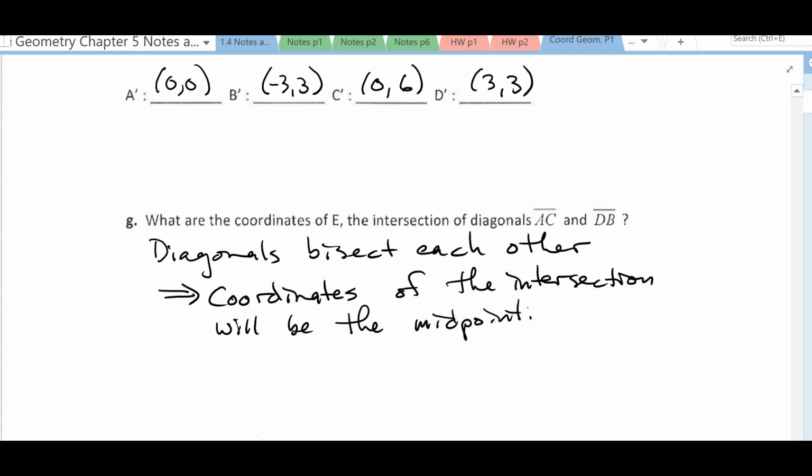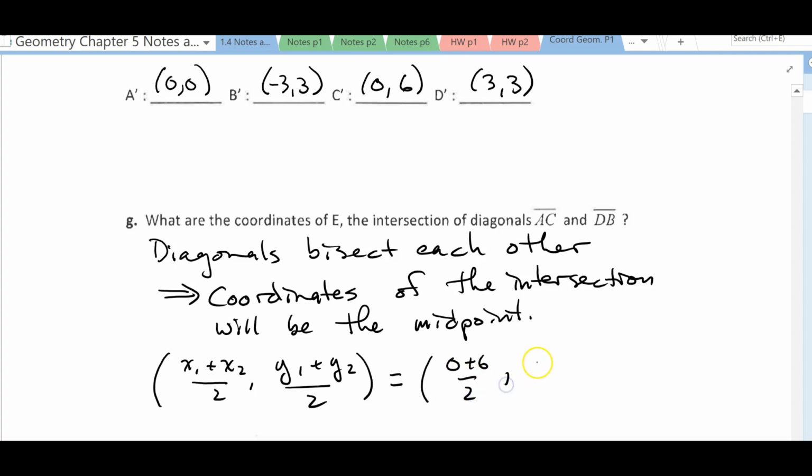Alright, so let's go ahead and find the midpoint. Remember, our midpoint formula is x1 plus x2 divided by 2 and y1 plus y2 divided by 2. And it really doesn't matter which two opposite points or endpoints of the diagonals we use. So we're going to have 0 plus 6 divided by 2 and 0 plus 0 divided by 2. Again, if you decide to use the other points, you should get the same answer, which is 3, comma 0.